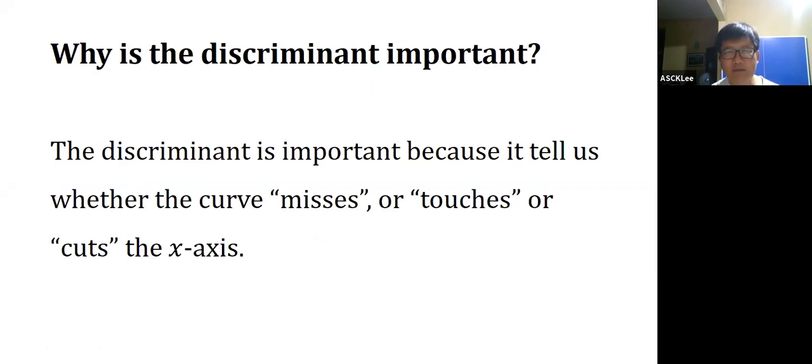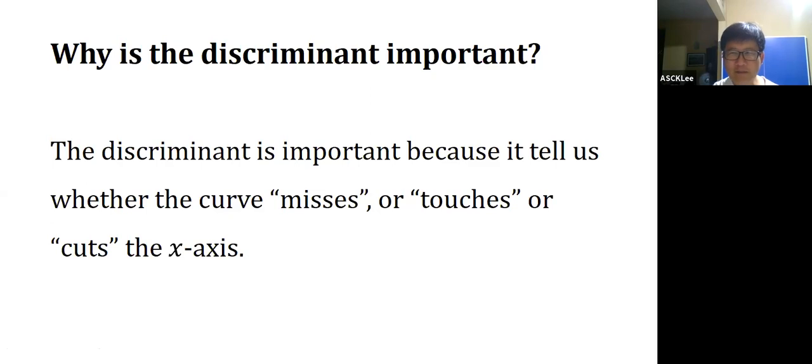Now, the discriminant is important because it helps us to discriminate. Now, what are we discriminating about? There are 3 things that we want to discriminate, 3 different cases. The first one is whether the curve misses the x-axis. The second one, the curve touches the x-axis. The third situation, the curve cuts the x-axis. So how do we discriminate among these 3 cases? We discriminate by using the discriminant.